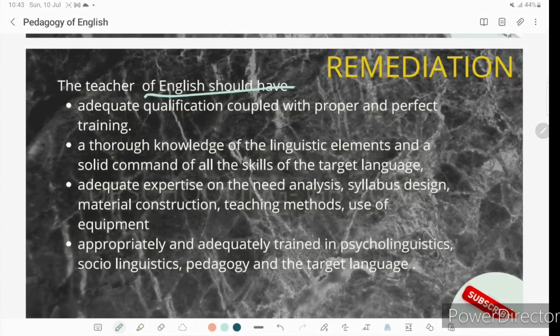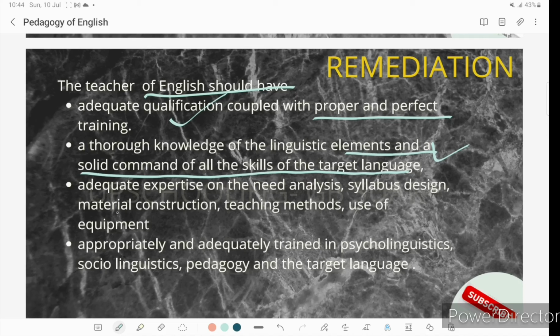Teacher of English should have adequate qualification coupled with proper and perfect training. More specifically, the teacher should have a thorough knowledge of the linguistic elements and solid command of the skills of the target language. On the other hand, an adequate expertise in need analysis, syllabus design, material construction, teaching methods, use of equipment.